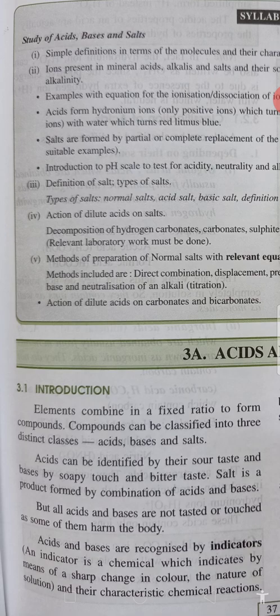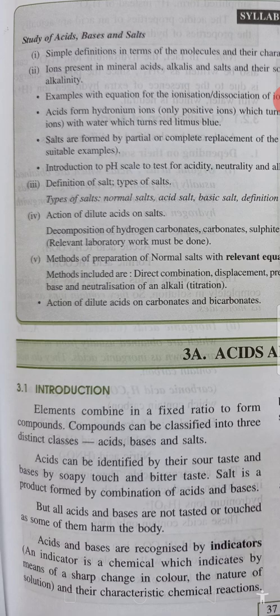Now children, if we talk about acids, acids can be identified by their sour taste, and bases by soapy touch and bitter taste. Salt is a product formed by the combination of acids and bases. But all acids and bases cannot be tasted or touched, as some of them harm the body. And acids and bases are recognized by indicators.